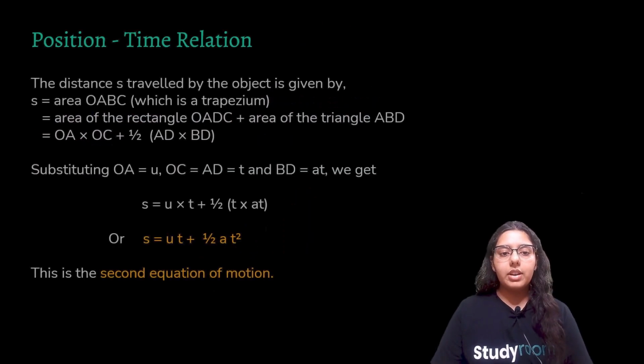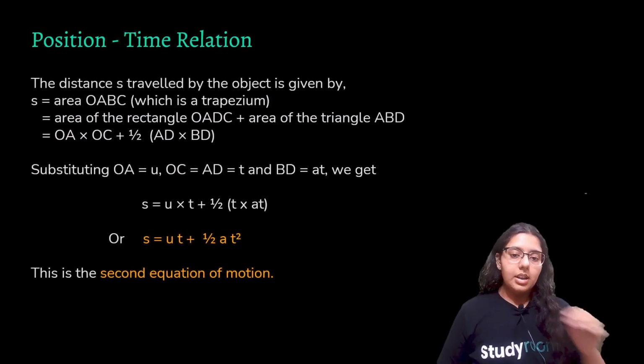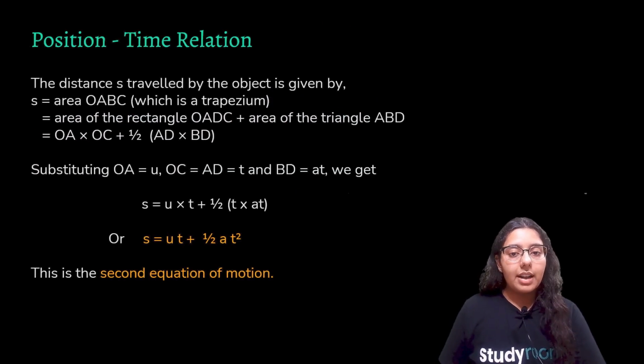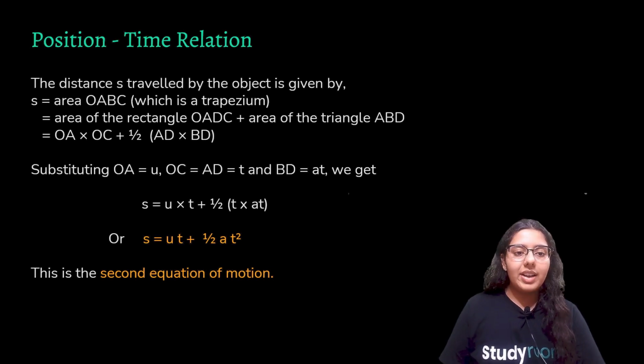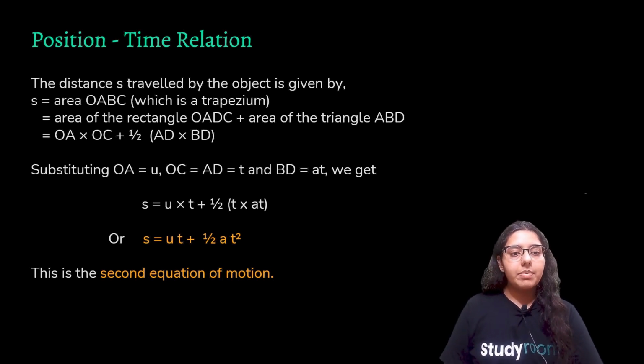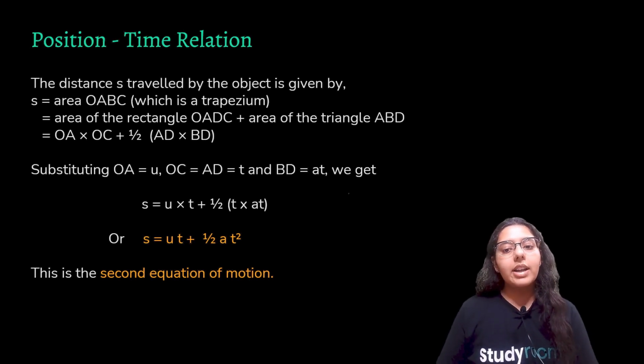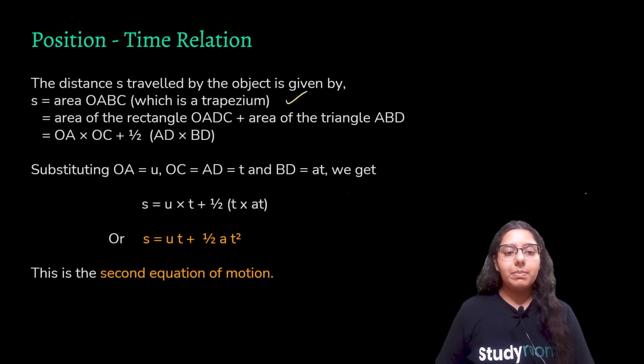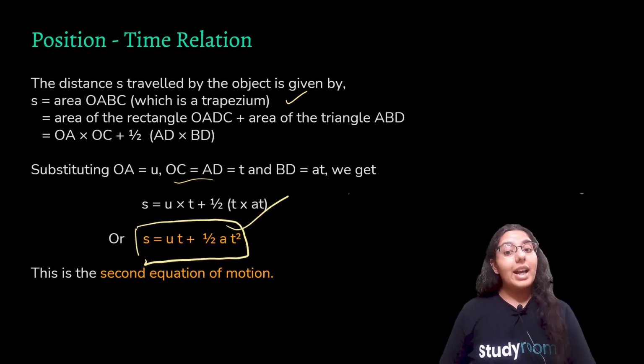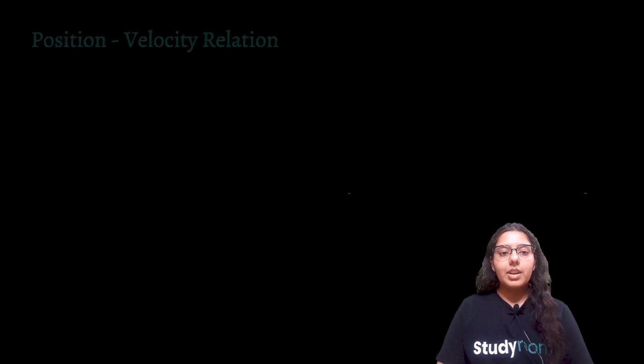Okay. If we talk graphically, this is how it is explained, right? The same thing which I told you. Area of rectangle plus area of triangle, right? If you have to find the area of OABC, you have both the methods to do. Either you can add the area of rectangle and area of triangle, or you can directly find the area of trapezium, okay, by the formula. So by substituting, you get your equation S is equal to UT plus half AT square. Try this on your own. It is very simple, as I have explained. Do write and try, okay. So this is your second equation of motion.